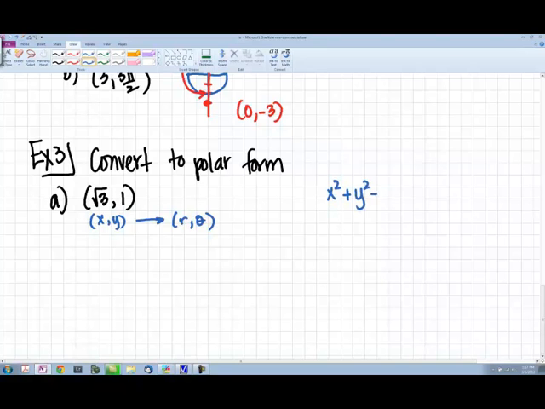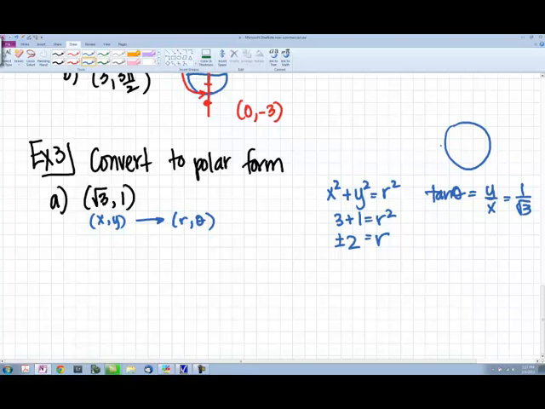So what we need to use is x squared plus y squared equals r squared. So that means 3 plus 1 equals r squared. R equals actually plus or minus 2. And tangent theta equals y over x. So in this case, 1 over radical 3. Do you guys remember what angle has a tangent value of 1 over radical 3? It's going to be pi over 6.